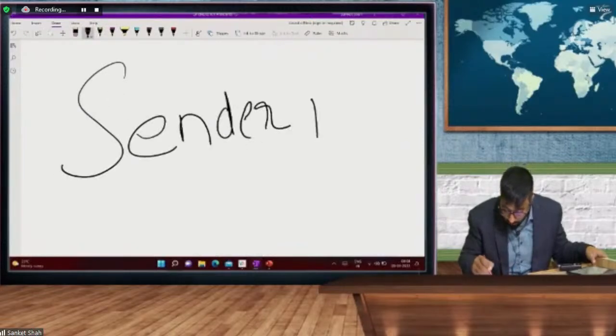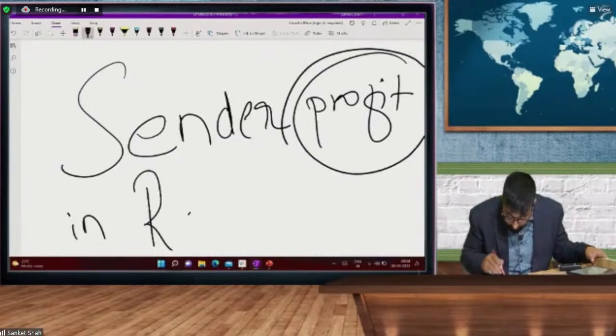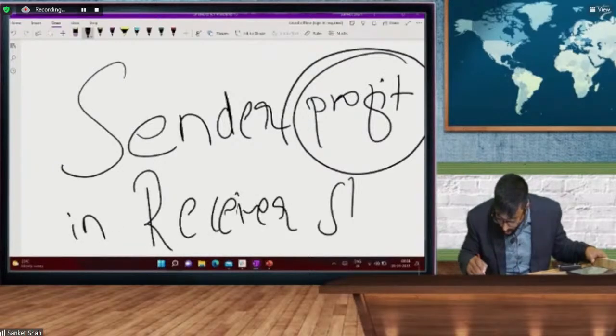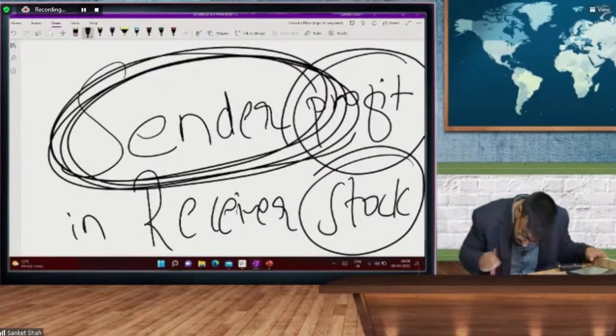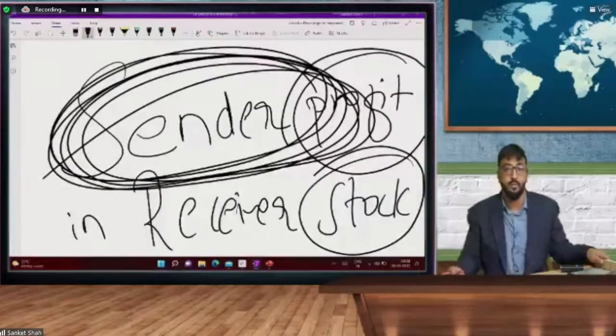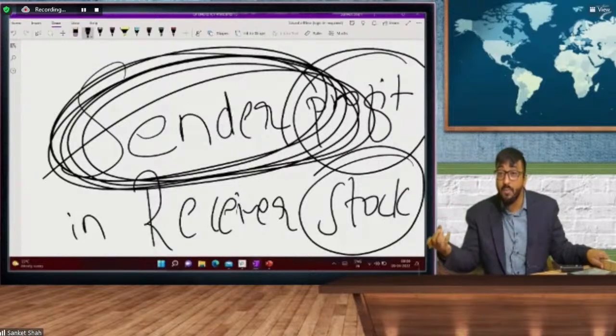Sender's profit in receiver's stock, because sender is going to earn this profit. Sender's profit, receiver's stock. Dad is sending goods to son, so in son's stock there is dad's profit.